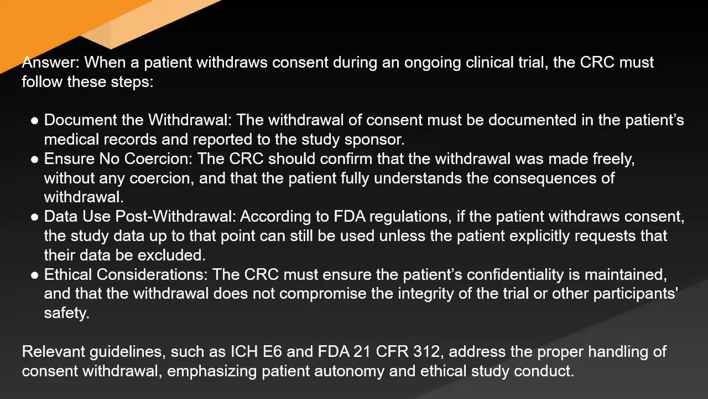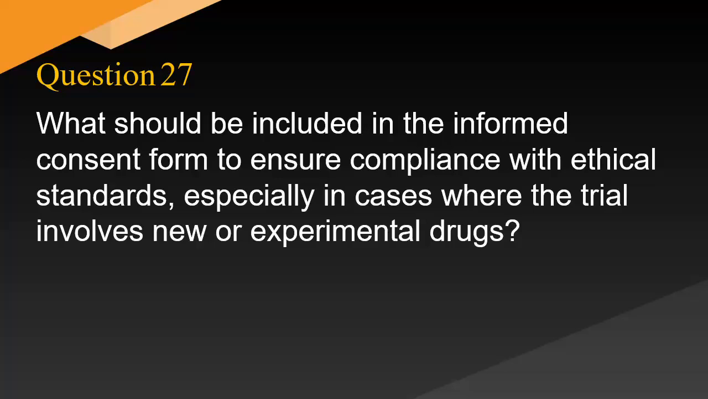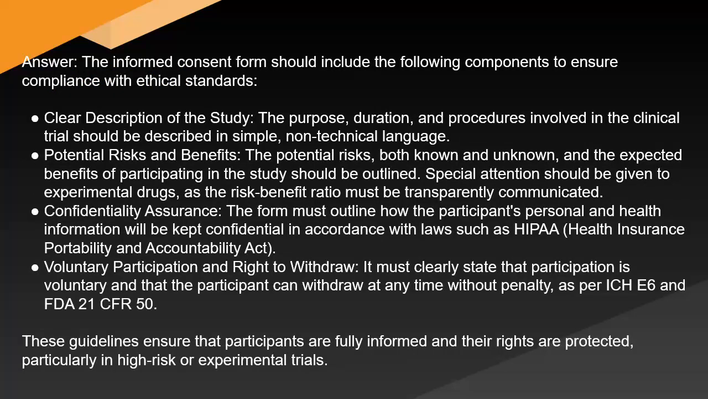and ethical study conduct. What should be included in the informed consent form to ensure compliance with ethical standards, especially in cases where the trial involves new or experimental drugs? Answer: the informed consent form should include the following components to ensure compliance with ethical standards. Clear description of the study. The purpose, duration, and procedures involved in the clinical trial should be described in simple, non-technical language. Potential risks and benefits. The potential risks, both known and unknown, and the expected benefits of participating in the study should be outlined. Special attention should be given to experimental drugs, as the risk-benefit ratio must be transparently communicated.